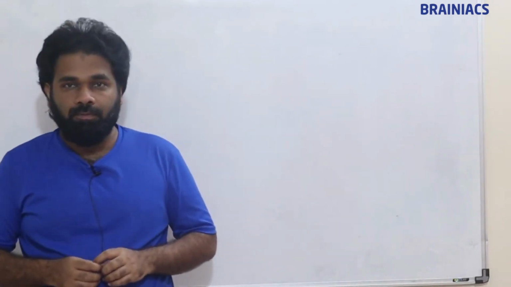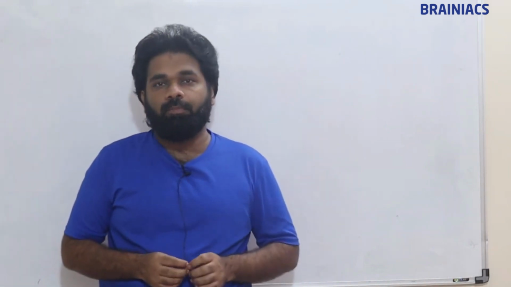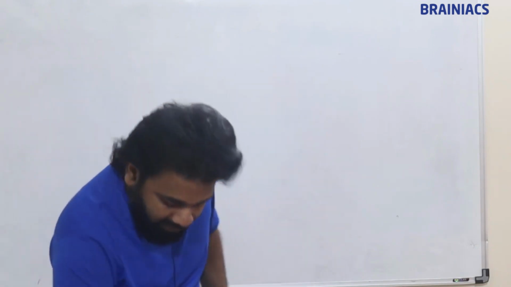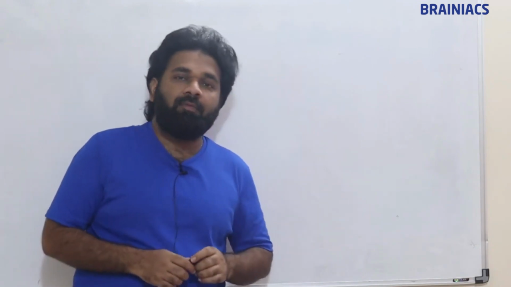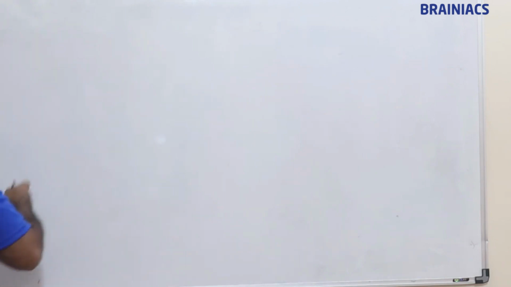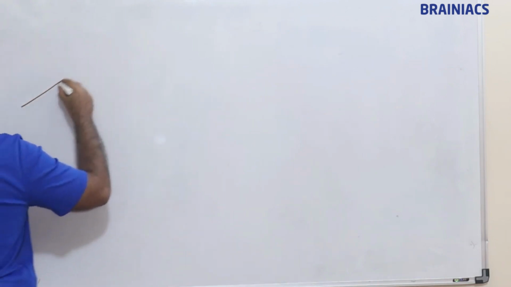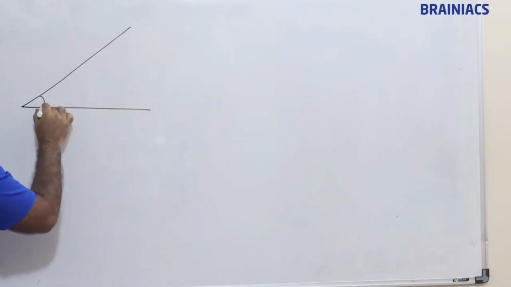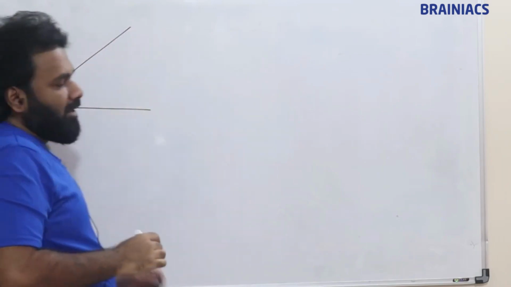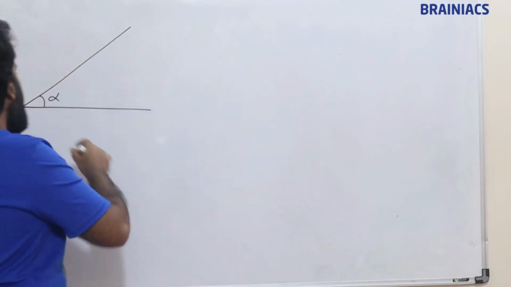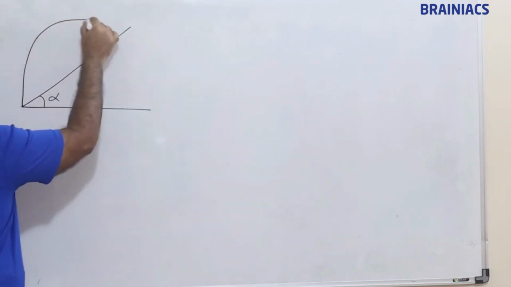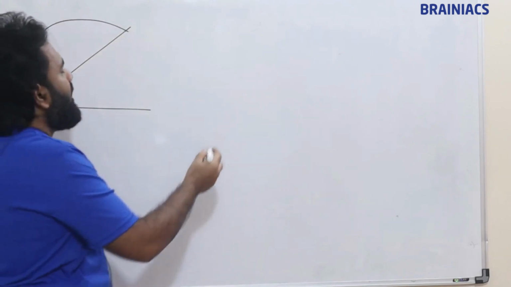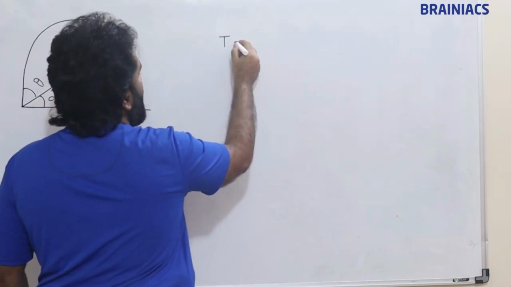Hi students. So today we are continuing the topic projectile from an inclined plane. In the previous session we have already seen projectile from an inclined plane. Suppose this is an inclined plane, the angle of inclination is alpha, and we are projecting like this, and this angle is theta, then we had calculated time of flight.